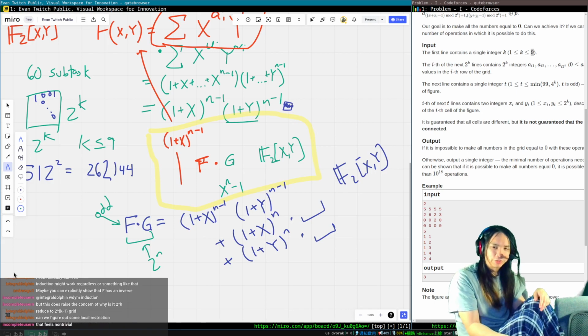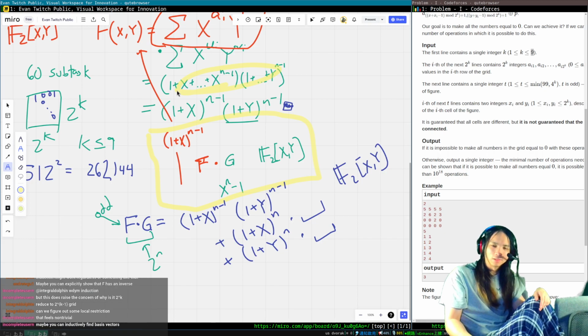Oh, hang on. Sorry, what am I smoking? Why did I write this thing? This is not the right thing to write down, right? This is if I want to get the grid of all ones. That's not what I want.